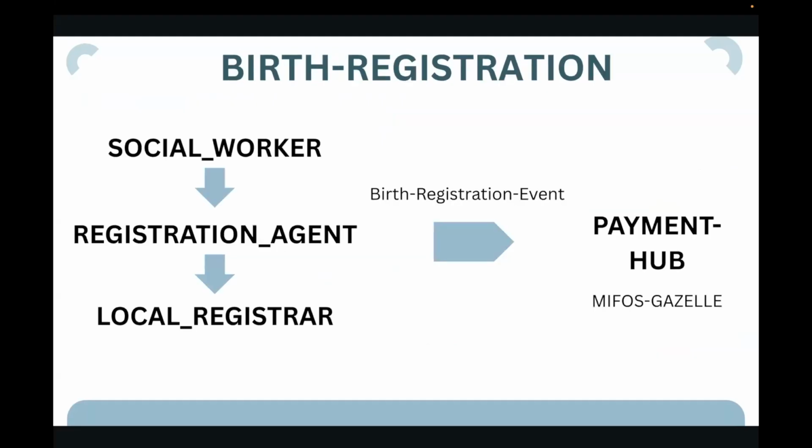So once OpenCRVS was up and running, the major task was figuring out how the birth registration takes place here. This registration goes through three or four individuals at different levels. Initially, a social worker in the field registers the event reported by the mother, father, or any relative of the child, and then it goes to the registration agent who approves the request, then the local registrar who finally approves, and the certificate is issued thereafter.